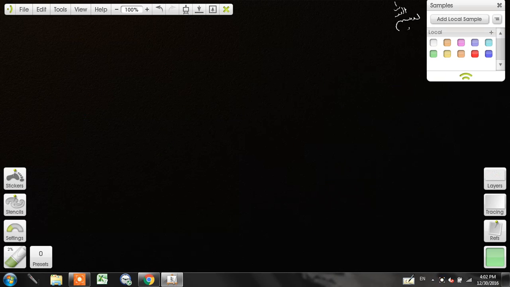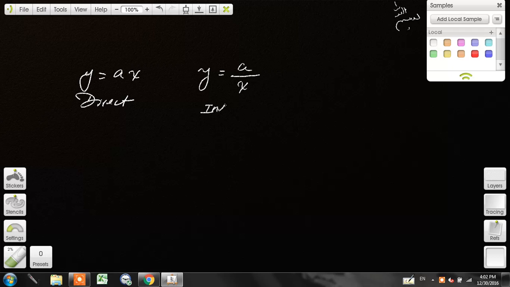So if two variables are related like this, that's called a direct variation. And if two variables are related like this, that's called the inverse variation. Okay, if two variables are related like this, what is this called? It's a linear relationship. Did you understand? That's y equals mx plus b. That's a linear relationship. Does that make sense? Okay, that's it for this one.